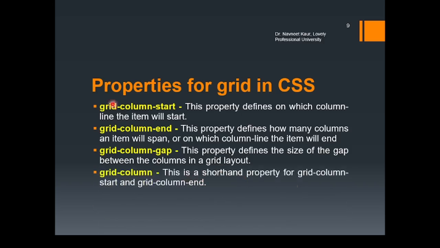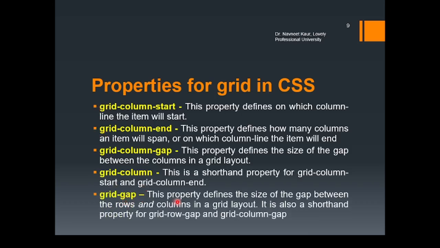It means that these two properties can be used together as a shorthand property in grid column. Then grid gap. This property defines the size of the gap between the rows and the columns in a grid layout. And it's also a shorthand property for grid row gap and grid column gap. Now let's implement all these properties.